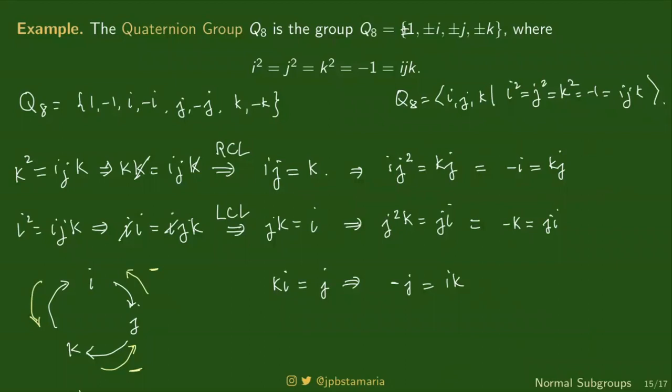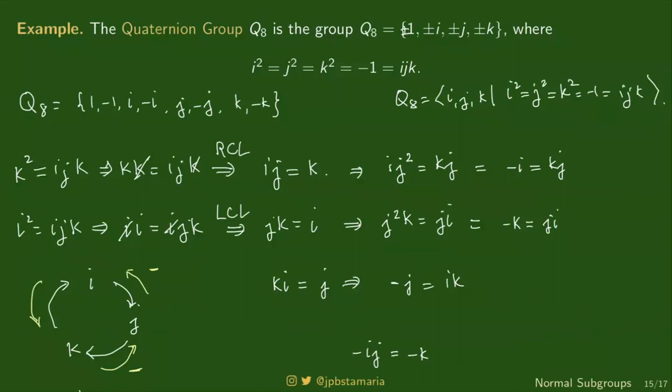Sir, paano kapag minus IJ? Ang minus IJ, may formula ka na sa IJ eh. Ang IJ ay K, kaya minus K ang sagot. Remember, 8 ang elements natin: plus minus 1, plus minus I, plus minus J, and plus minus K. Kaya ang tatandaan nyo lang, kapag kayo nasa quaternion group, you only have to remember this circle. Kaya nyo nang i-multiply lahat kapag alam mo yung bilog na yan.